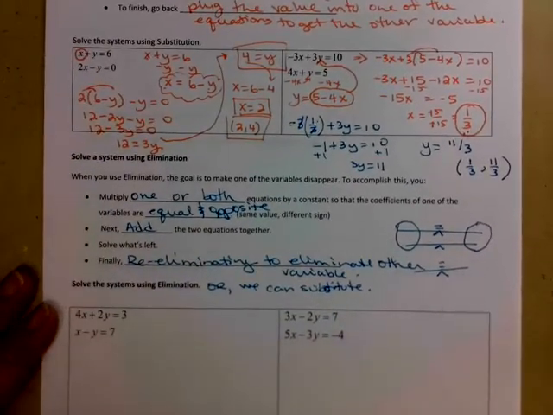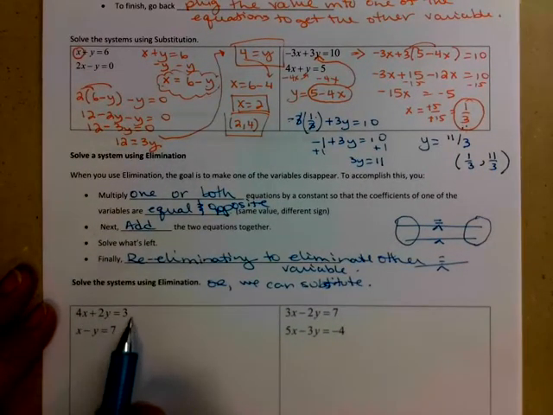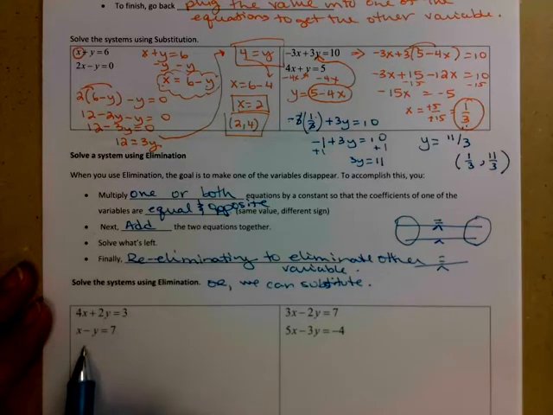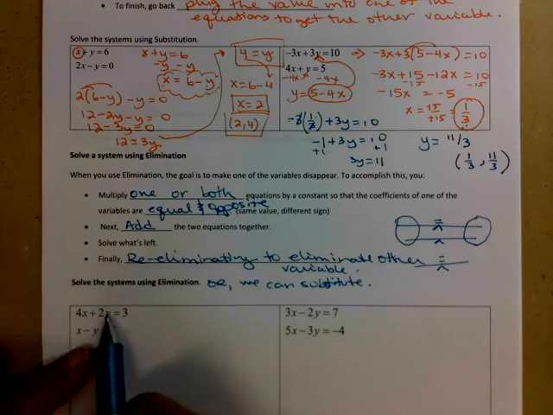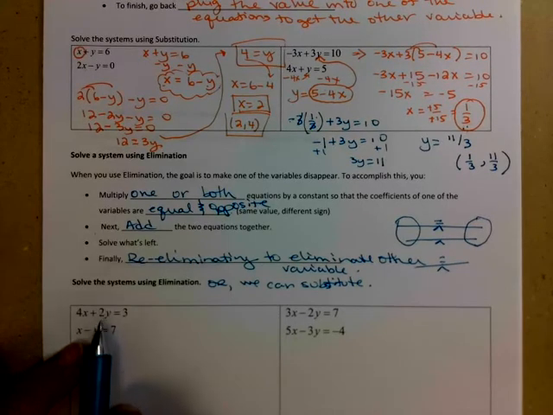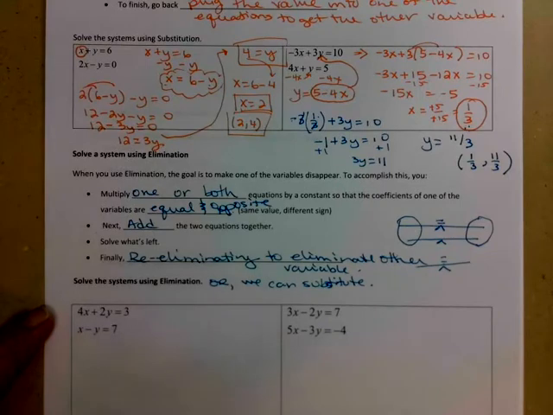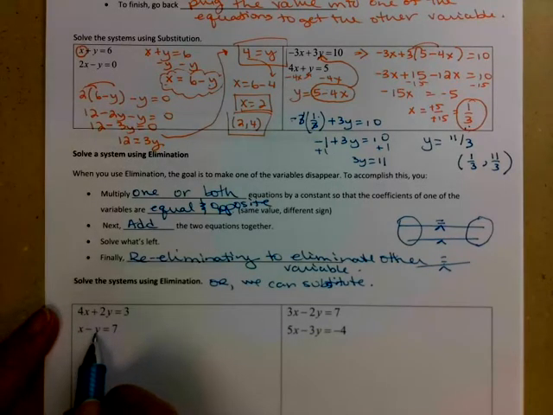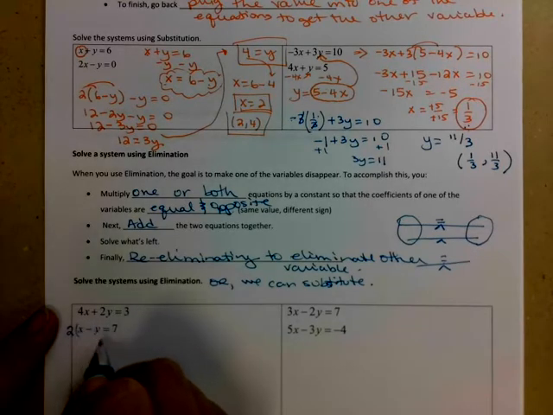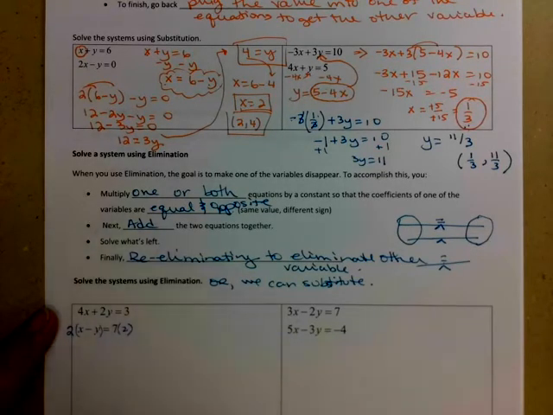So here we go. We're going to solve this system. 4x plus 2y equals 3, x minus y equals 7, and we're going to use elimination. When I look at this system, I have a positive 2y here and a negative y here on the bottom. If this were a positive 2y and a negative 2y, if I would add those together, the y's would go away. So that's what I'm going to do. I need to change this negative y into a negative 2y. So I'm going to multiply both sides of that bottom equation by 2.